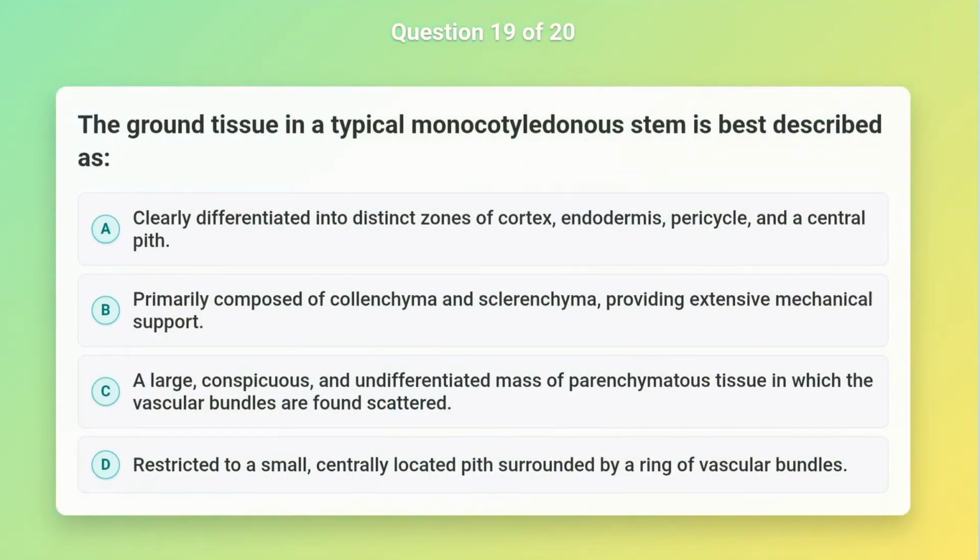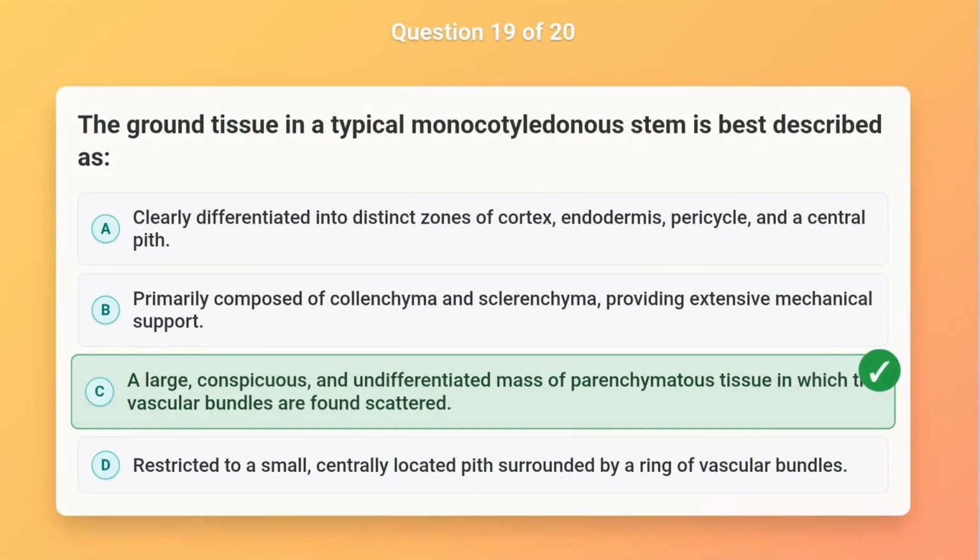The ground tissue in a typical monocotyledonous stem is best described as a large, conspicuous, and undifferentiated mass of parenchymatous tissue in which the vascular bundles are found scattered.